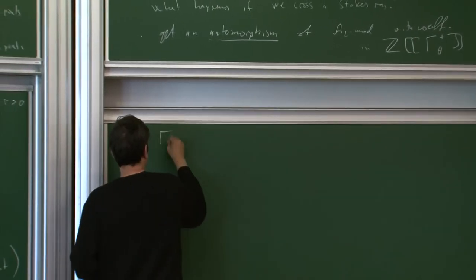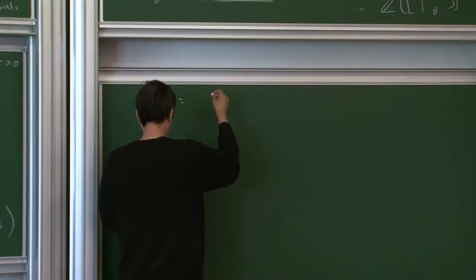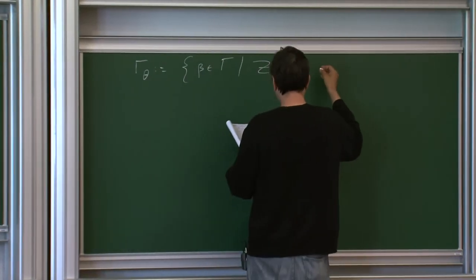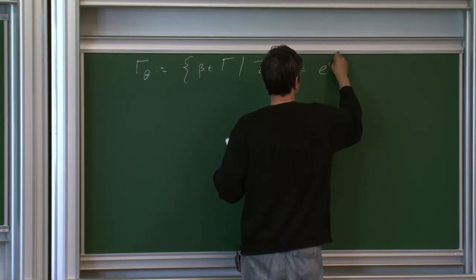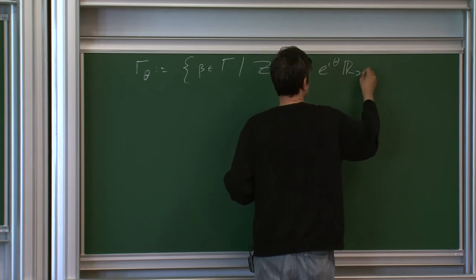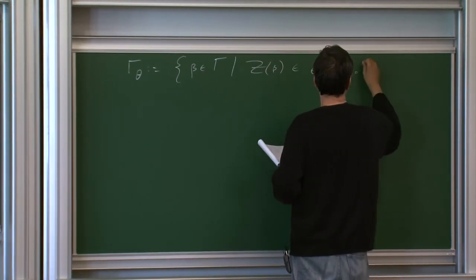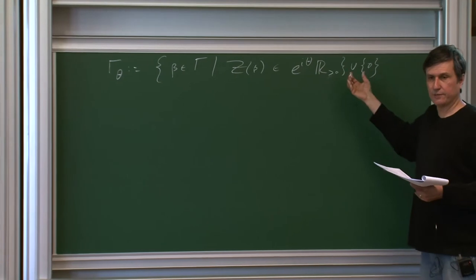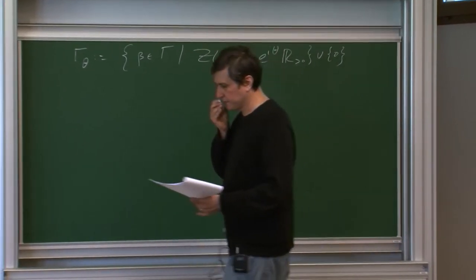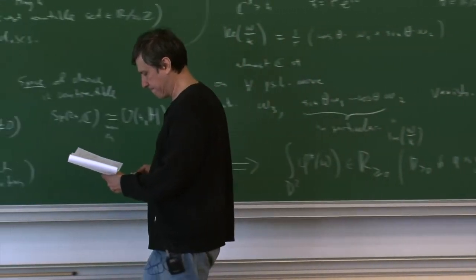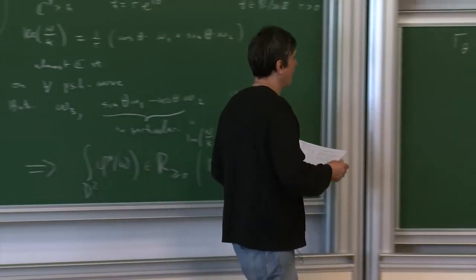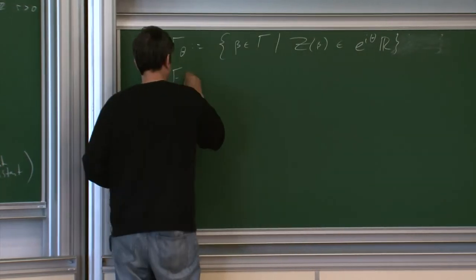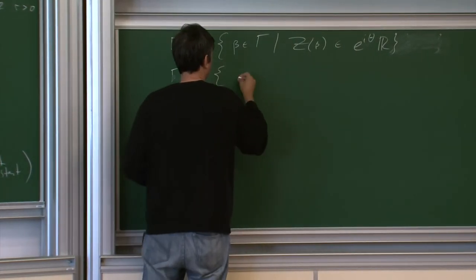What is gamma theta? Gamma theta is the set of elements beta in gamma, a monoid joined by zero, consisting of classes with strictly positive area. Sorry, gamma zero. That's it. And gamma zero plus is a cone.